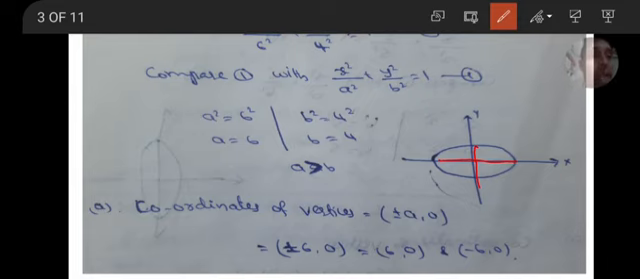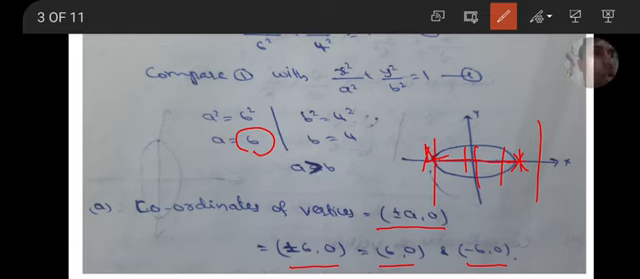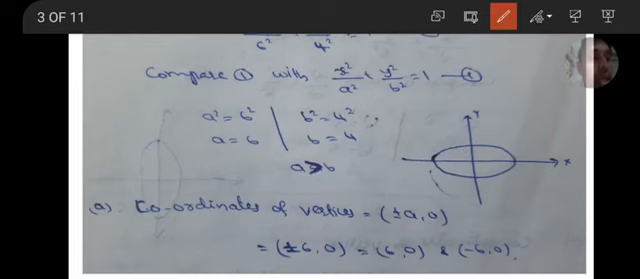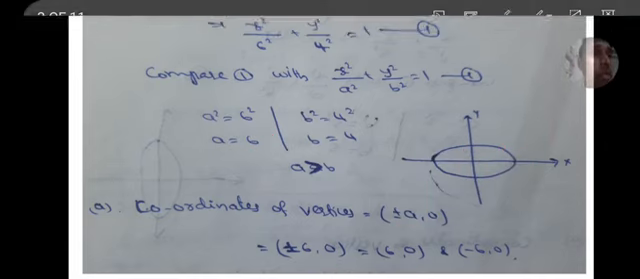So coordinates of vertices is plus or minus a comma 0. Here a means 6, so plus or minus 6 comma 0, that is plus 6 comma 0 and minus 6 comma 0. Here is one vertex and here is the other vertex. In the middle are the foci, the latus rectum and the directrix. Next, it is plus or minus a comma 0.